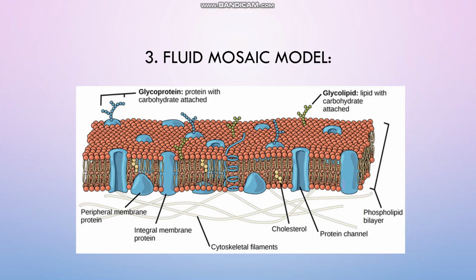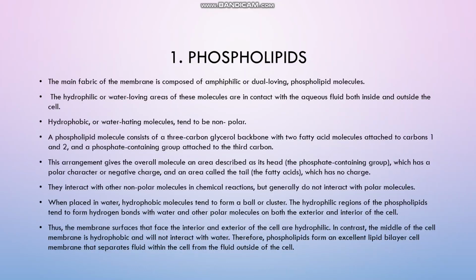So here is the fluid mosaic model. The fluid mosaic model consists of three components: phospholipids, proteins, and carbohydrates. The phospholipids are the main fabric of the plasma membrane, which are amphipathic, or dual-loving. So these phospholipid molecules have hydrophilic heads, which are water-loving areas, on the aqueous or watery side, that is, outside of the cell. And the hydrophobic or water-hating tails tend to be non-polar; they are inside of the membrane.